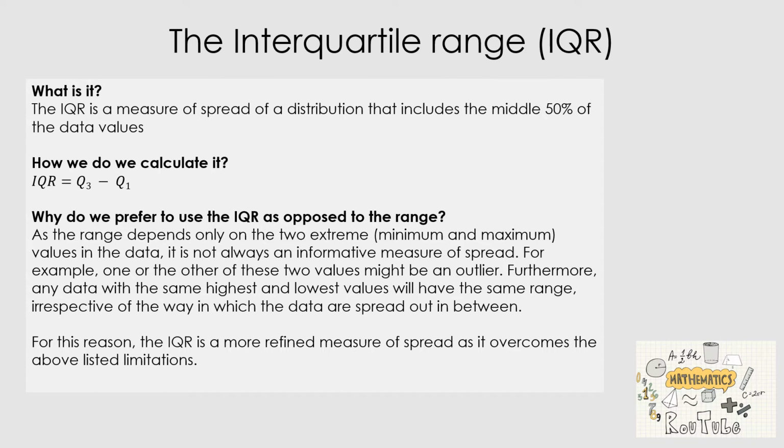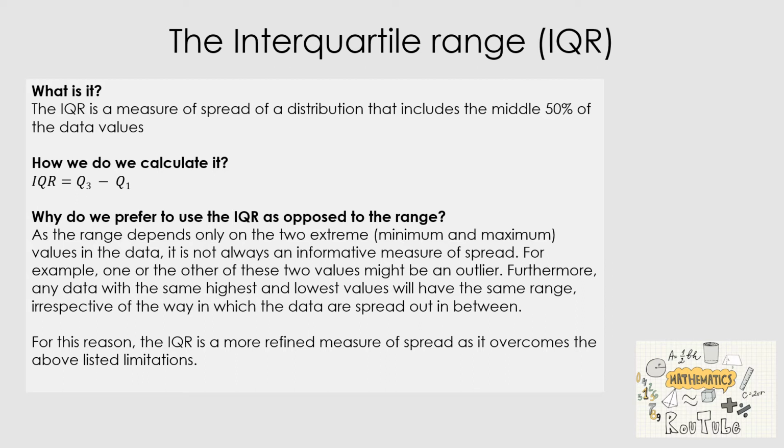How do we calculate the interquartile range? We have a simple formula. It's just Q3 minus Q1. Q3, as we saw previously, is the upper quartile and Q1 is the lower quartile. And we're going to go through how to find that by hand and on the CAS calculator shortly.